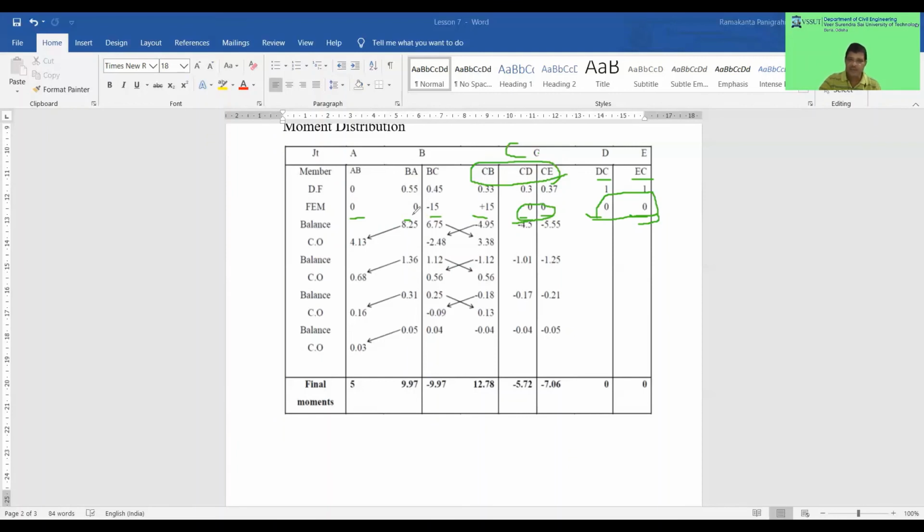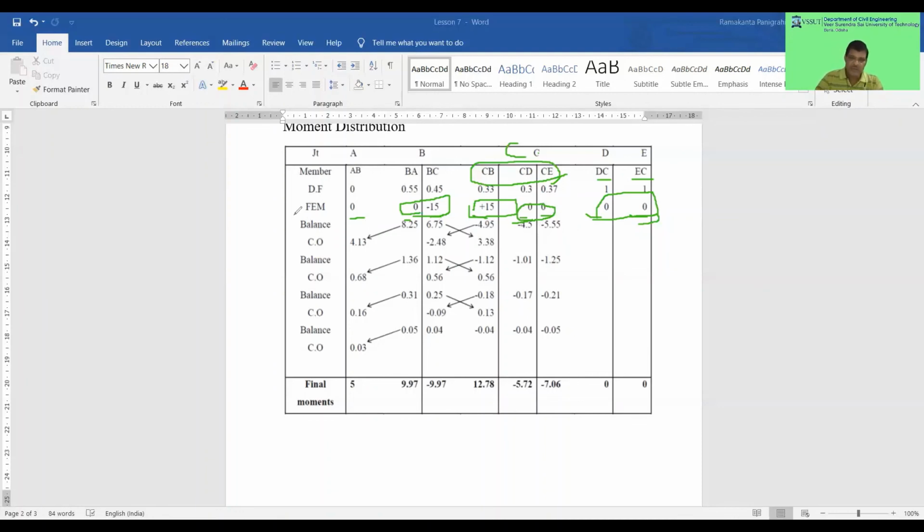So now where is the unbalanced moment? The unbalanced moment is at the members here. In joint B it is minus 15. In joint C it is plus 15. This is the unbalanced moment. So to balance, we apply plus 15 here. Plus 15 into 0.55 will be 8.25. Plus 15 into 0.45 is 6.75. Similarly, here it is plus 15, so you have to apply minus 15. Now minus 15 into 0.33 will come here as minus 4.95. Minus 15 into 0.3 will come here as minus 4.5, and multiplying by 0.37 gives minus 5.55.